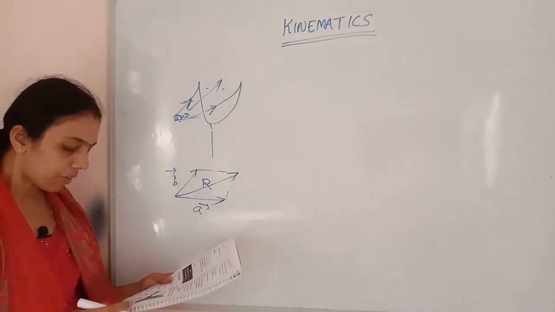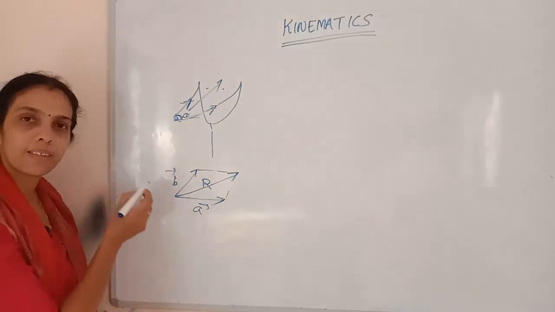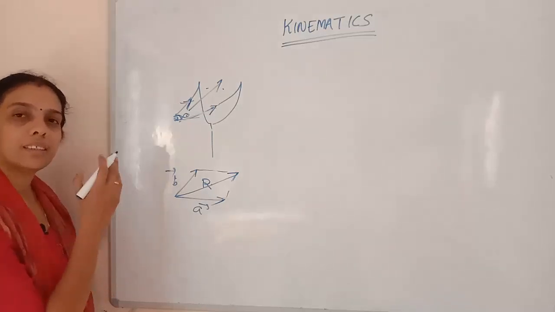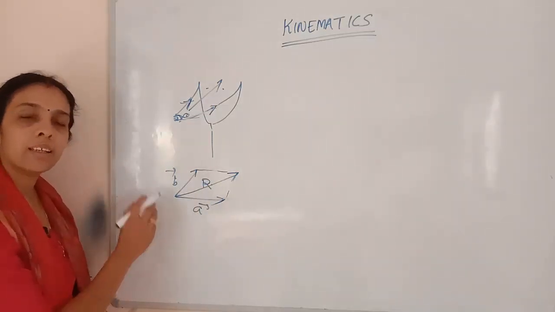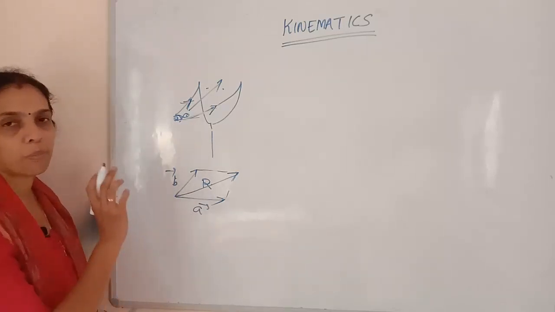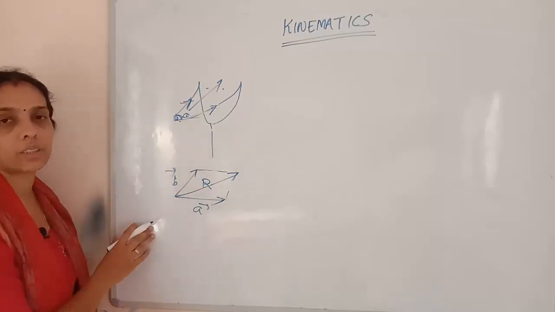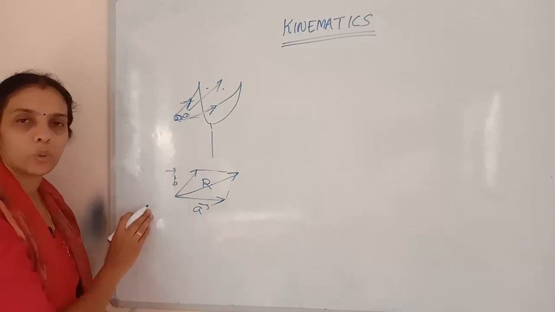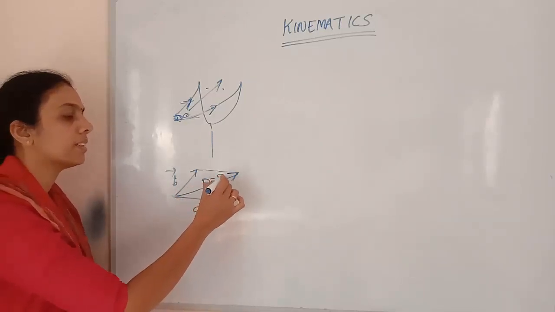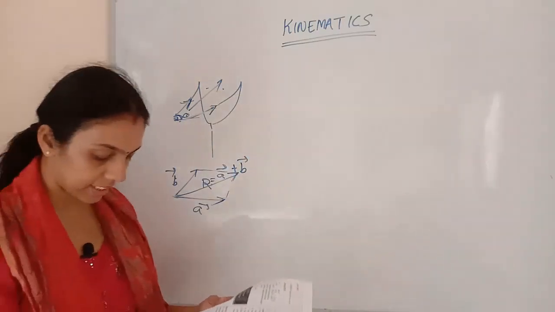Next is, with the help of a vector diagram, state this law. If A and B are two vectors starting from the same point, having magnitude and direction, then the resultant vector, its magnitude and direction, will be the diagonal of the parallelogram starting from the same point. So this is the parallelogram law of vector addition.